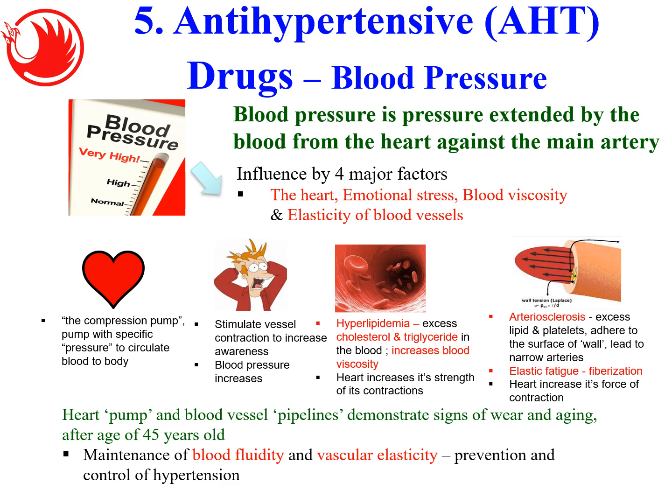Actually, there are 4 factors that affect blood pressure. Number 1 is the heart. Number 2 is emotional stress. Number 3 is blood viscosity. And number 4 is elasticity of the blood vessel. Okay, so let's start with the heart. The heart is like a compression pump that pumps water from one place to another. In our body, the heart is a pump that circulates our blood, as mentioned just now. So how strongly our heart pumps will affect the blood pressure.